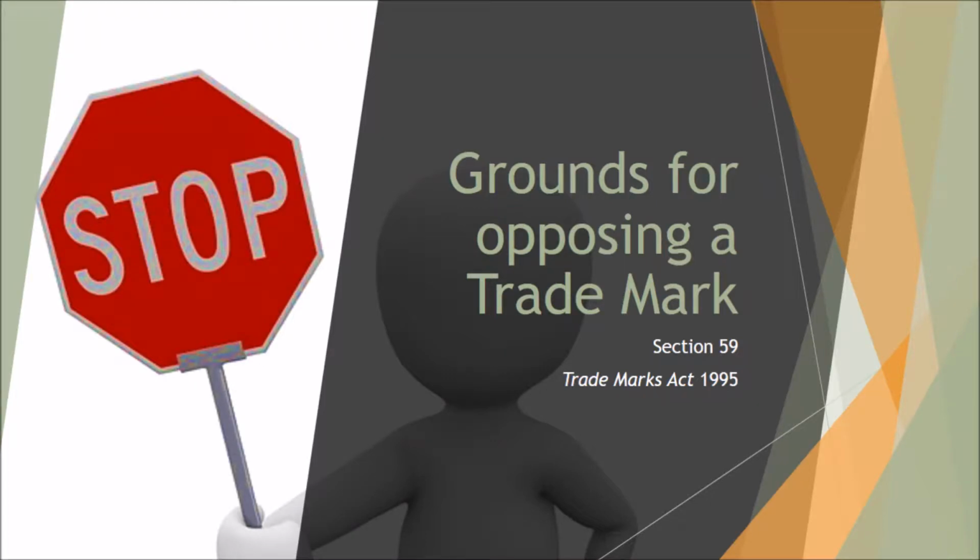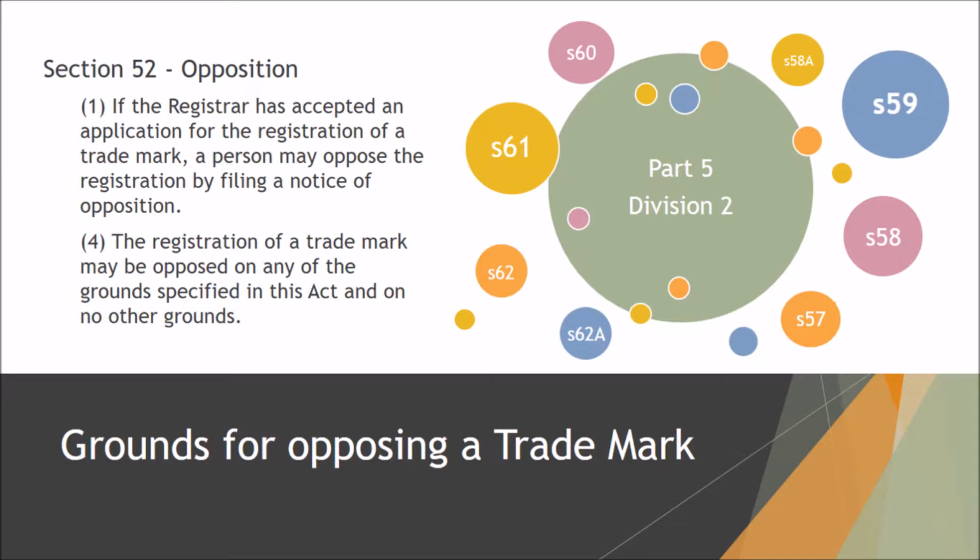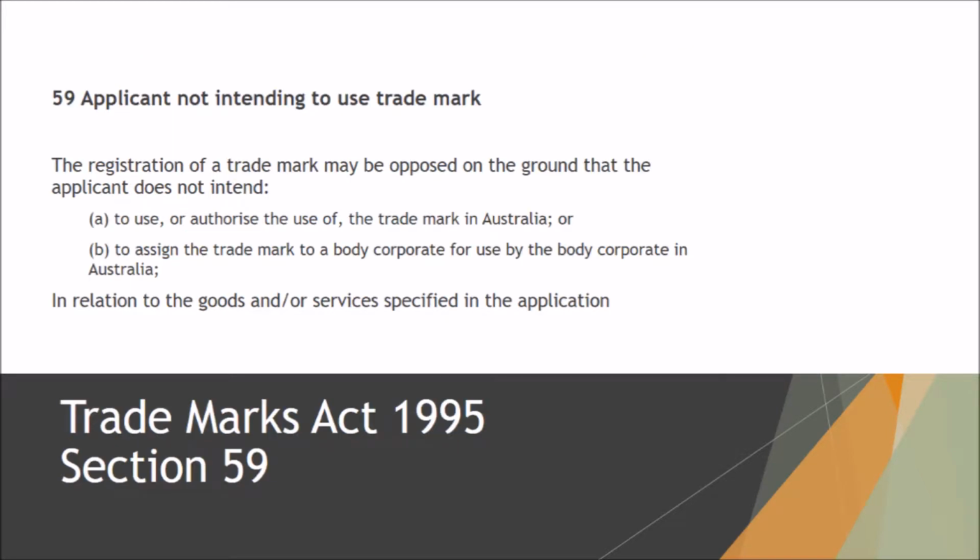Grounds for opposing a trademark under Section 59. Section 52 sets out that registration for a trademark may be opposed. The grounds for opposition are found in Part 5, Division 2 of the Act. Section 59 provides a ground for opposition where the applicant does not intend to use the trademark within Australia.